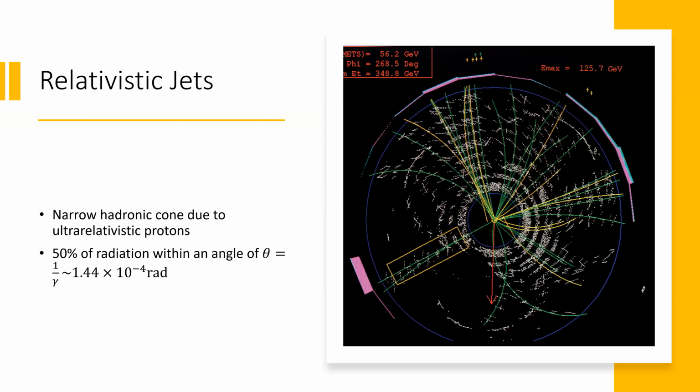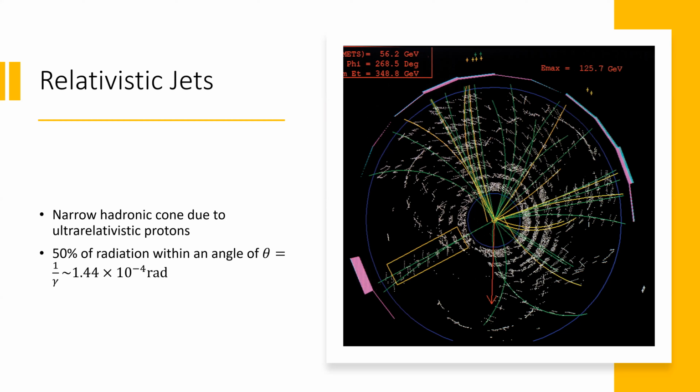Now after a collision, you get something called relativistic jets. This is really just due to the theory of special relativity, where because the protons that are coming in are moving so fast, all the products must come out in a cone with a very narrow angle because of relativistic velocity addition. It turns out that 50% of the radiation, even if it's light, must come out in an angle of theta equals 1 over gamma, where gamma is the relativistic factor.